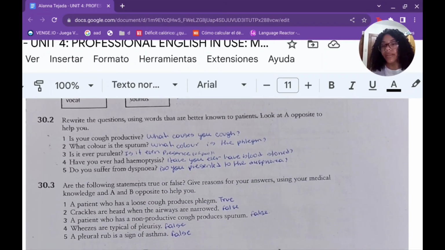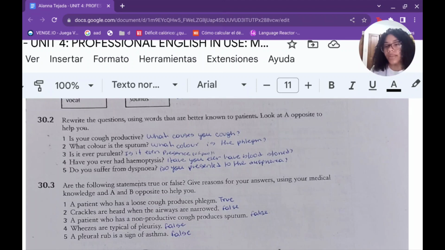30.2. Rewrite the questions using words that are better known to patients. Look at A opposite to help you. 1. Is your cough productive? 2. What color is the sputum? What color is the phlegm?